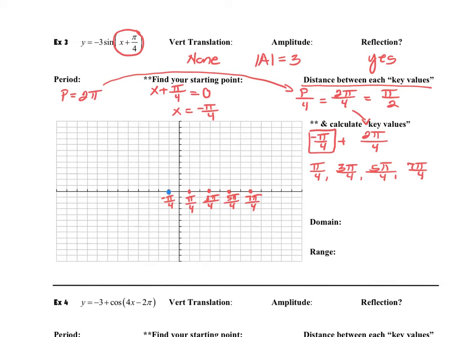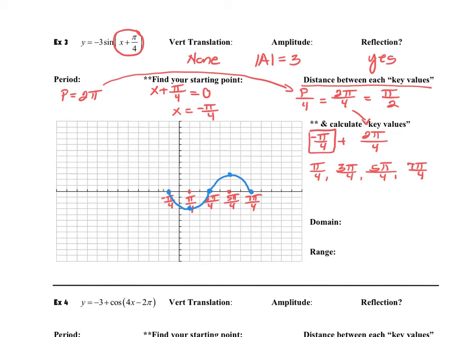So I'm going to start right here at 1, and then I'm going to go down 3 units, 1, 2, 3, but remember I need to be at this pi over 4, so I'm going to be right here. Then I'm going to come back to my center line. Now I'm going to go up 3, and then come back to the center line. Connecting those, each little piece should look like a little semicircle.